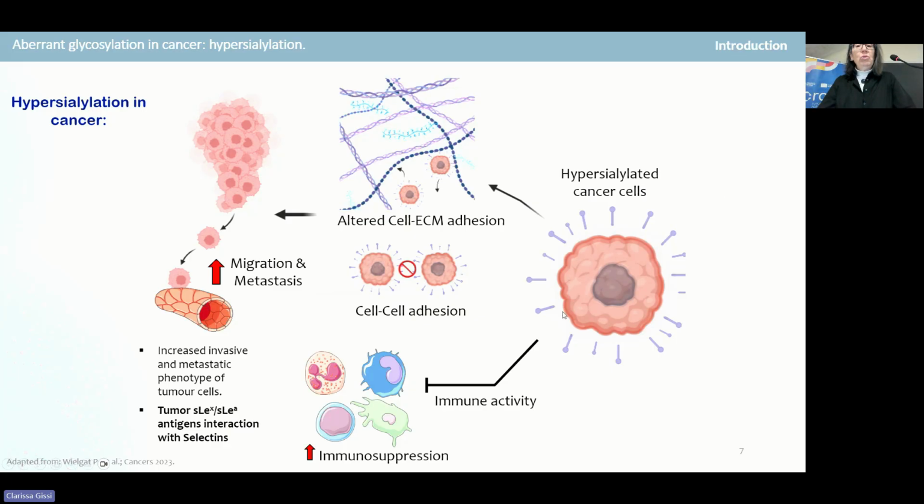Another change we will focus on is the suppression of immune activity. In particular, we will show that this tumor sialic acid can interact with some receptors of the immune cells, making them more inhibitory.